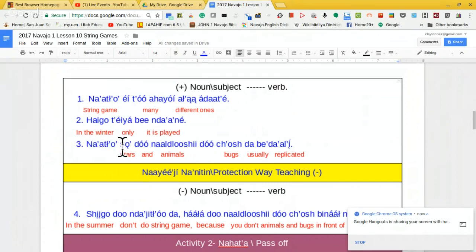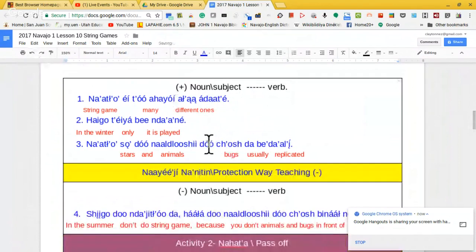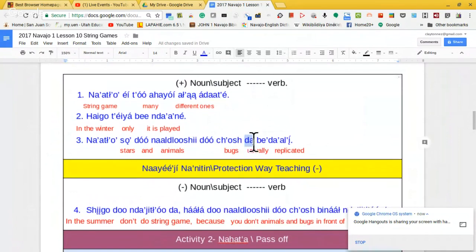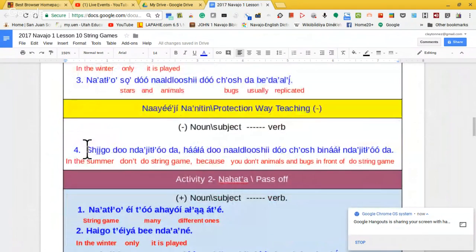Naatlo. Naltloshi. Okay, naltloshi. We've had this before. Animals. Naltloshi. Okay, let's go back. Do chosh. Da makes it usually replicated or copied. Okay. All right, let's go to the next one. It's kind of what happens if we did it another time.